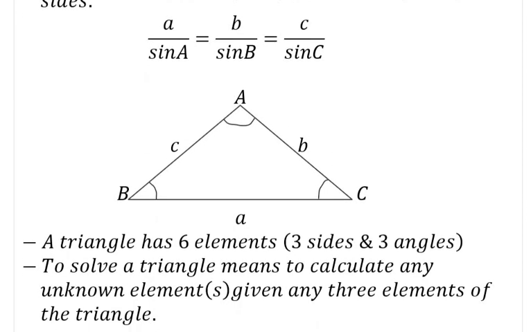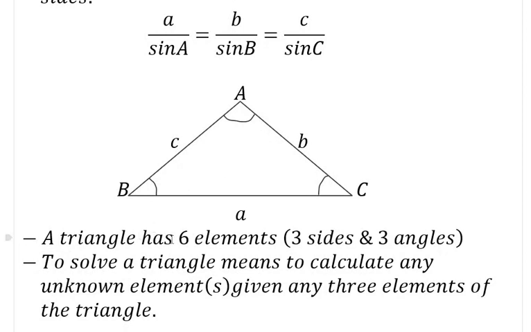In any triangle, you always have 6 elements. By implication, it means you have 3 sides and 3 angles. Look at it. These are the sides. Here is side 1, side 2, and side 3. Now, these are the angles. This is angle 1, angle 2, angle 3. So a triangle has 6 elements, which are 3 sides and 3 angles.